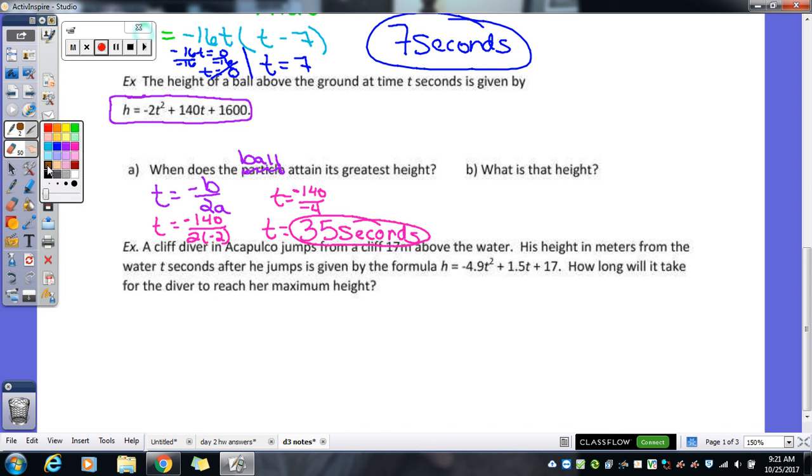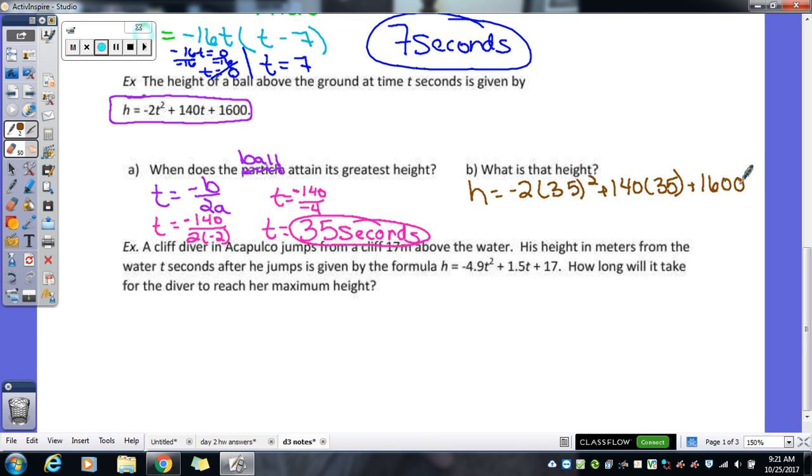So then they want to know what is that height. So all we're going to do is take our 35 that we got and plug it in for the t of the equation. So that's negative 2 times 35 squared plus 140 times 35 plus 1600. So go ahead, type that in your calculator. Let's see what we get for our height.